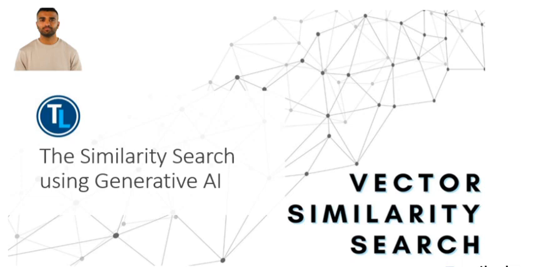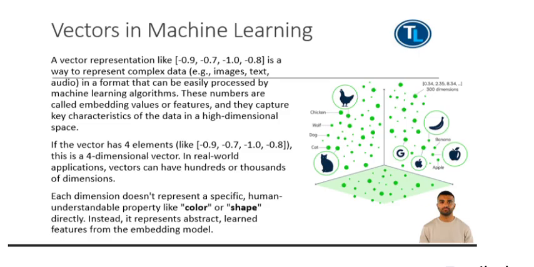In a vector database to perform similarity searches, often used in applications like image search or recommendation systems. A vector representation like 0.9, -0.7, -1.0, -0.8 is a way to represent complex data, for example, images, text, audio, in a format that can be easily processed by machine learning algorithms. These numbers are called embedding values or features, and they capture key characteristics of the data in a high-dimensional space.